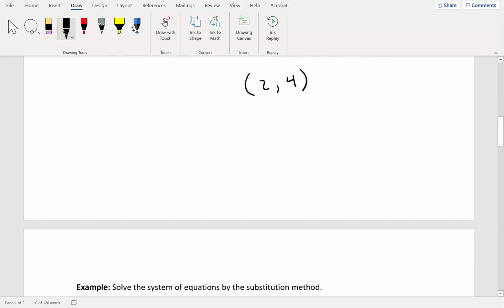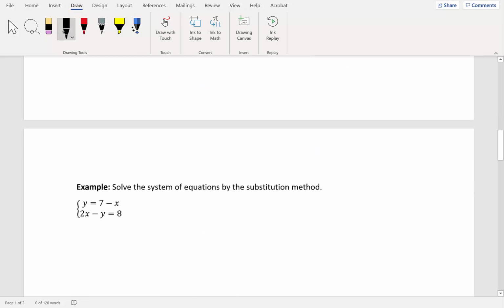Let's take a look at another example. So we're going to solve the system of equations by the substitution method again. So let's take a look at our two equations. If we take a look at that first equation, we notice that y is already solved for. So let's go ahead and plug this into our other equation. So let's plug in 7 minus x for our y in the second equation. So we have 2x minus, and now we're going to change y into 7 minus x, and we have equal to 8.